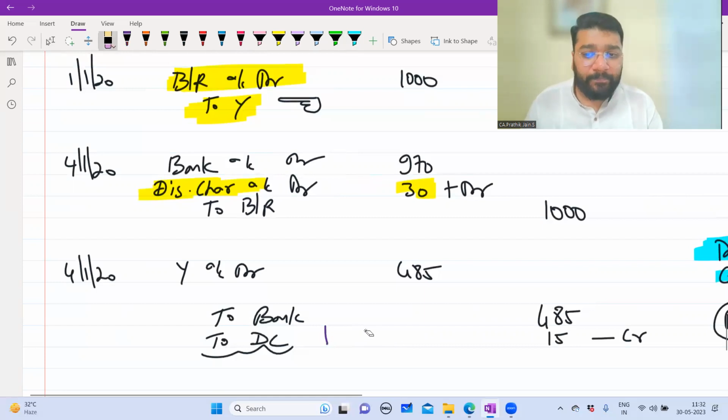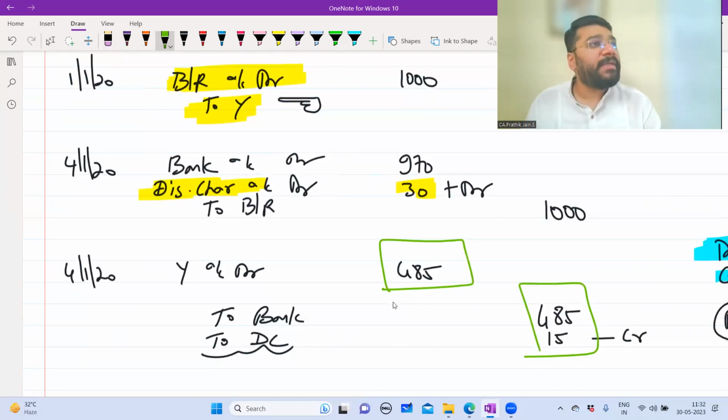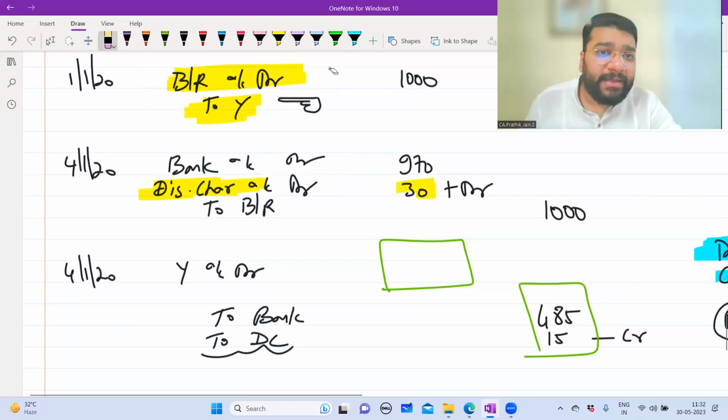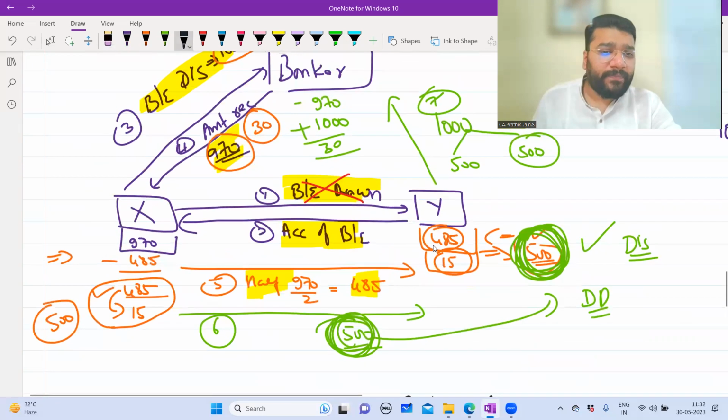Now people, tell me, as per your double entry system of accounting, the total of debit and the total of credit should match. Is it matching? No, sir. Y's account here is not 485, it is 500. Very simple, people. Now let's suppose Y is not giving 485.